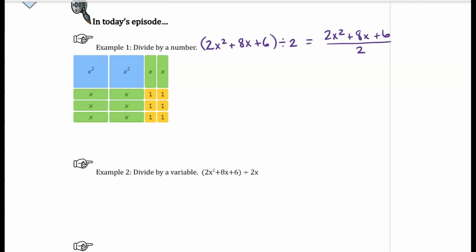Let's look at that for the area model, and I'm just going to draw the model for you. Since I'm dividing by 2, I want to take the components of this area model and divide it into 2 groups. So one group here and another group down here. I need the same thing in each group. That's what division is. So if I take my 2x squares, I need an x squared in one group, and then I also need an x squared in the other group. Now I look at my x's, and I have 8 of them. I want to divide those 8 x's into 2 groups.